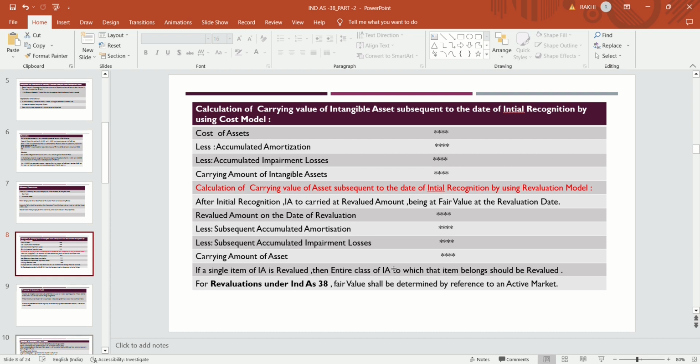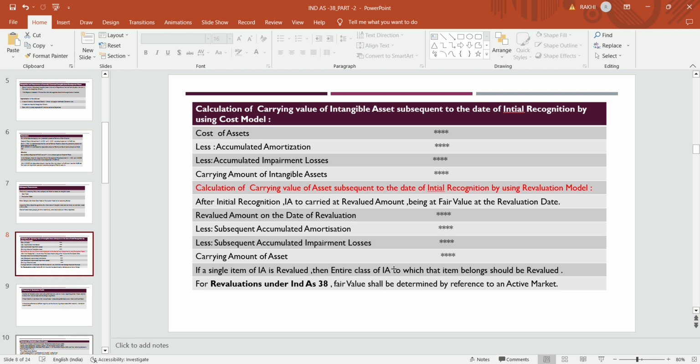And if a single item of intangible asset is revalued, if one asset is revalued, then the entire class of intangible asset to which the item belongs should be revalued. If for patent one the company is applying revaluation model, then all the patents the company has should apply revaluation model.